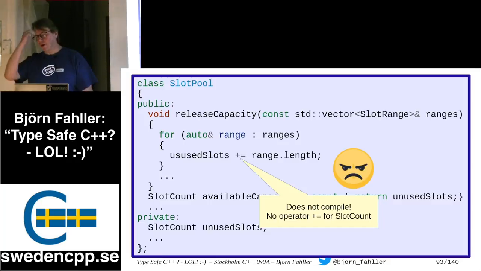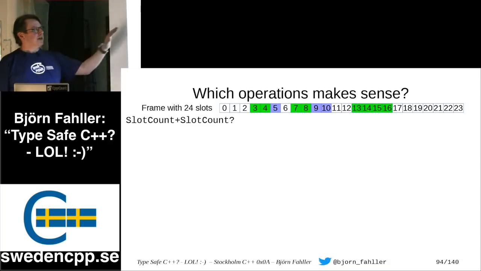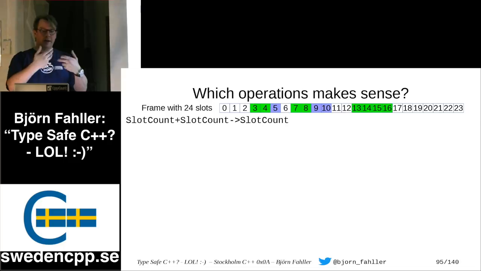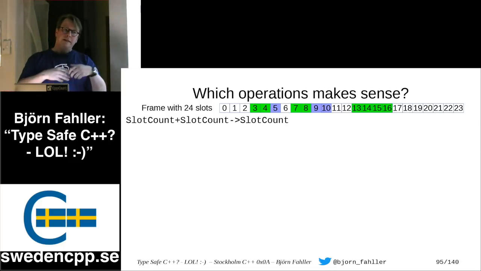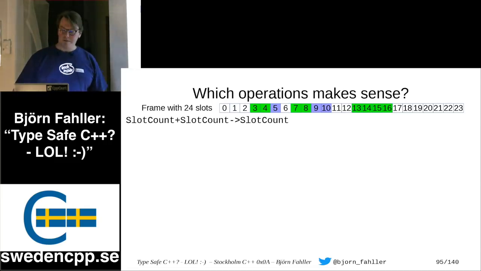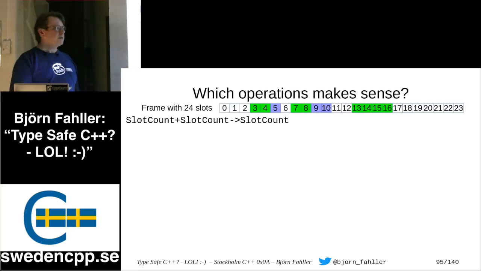But then I started thinking, wait a minute, what operations make sense to use on a slot count? Okay, so let's have a look. Does it make sense to add a slot count? Well, I did in the previous slide, so that's a no-brainer. And we want added slot counts to become slot counts. So yeah, I have some capacity, I have some capacity more. I have more total capacity. That makes perfect sense. Does it make sense to subtract them?